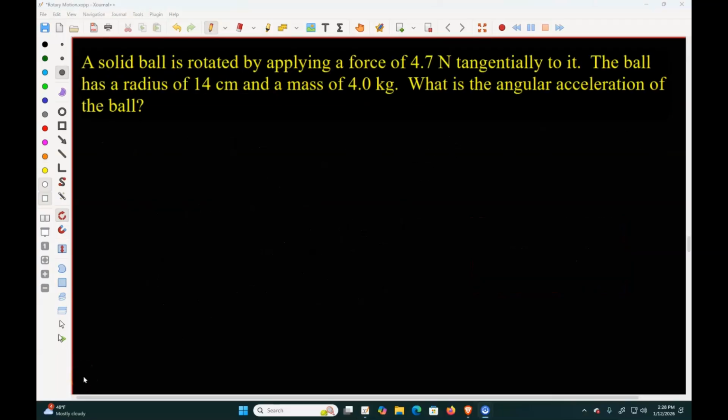A solid ball is rotated by applying a force of 4.7 newtons tangentially to it. The ball has a radius of 14 centimeters and a mass of 4 kilograms. What's the angular acceleration of the ball? So torque is equal to angular acceleration times moment of inertia. Torque is also equal to force times radius or distance. I'll set those equal to each other. I want to isolate acceleration, so I'm going to divide both sides by I.